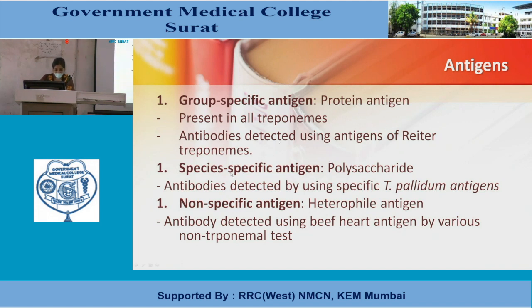Second is the species specific antigen. These are polysaccharide in nature, and this antibody is detected by using specific Treponema pallidum antigens. And third is the non-specific antigen, which is the heterophile antigen. The antibody to these antigens is detected using beef heart antigen by various non-treponemal tests.